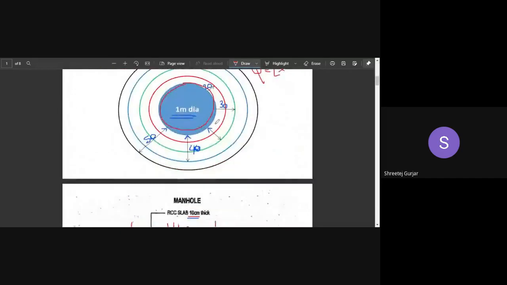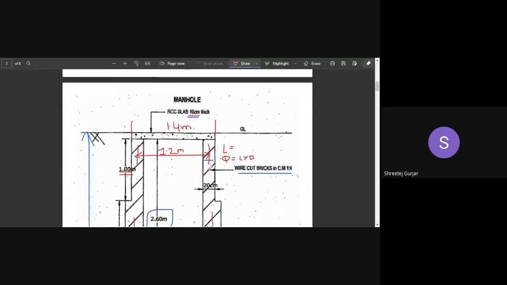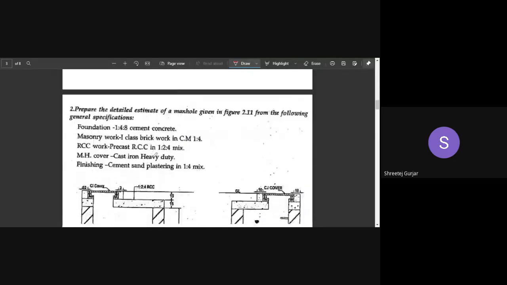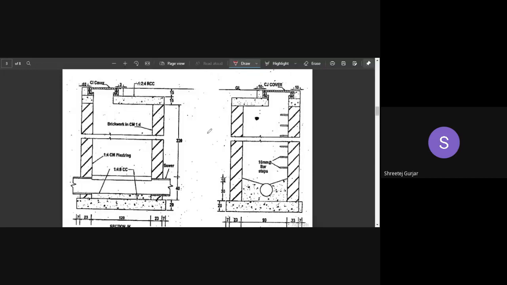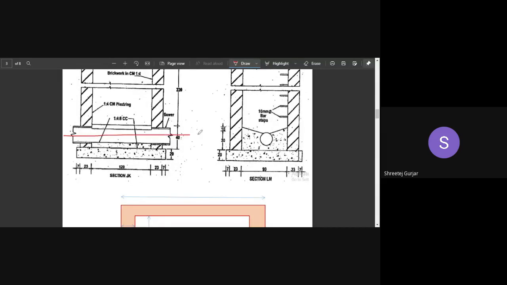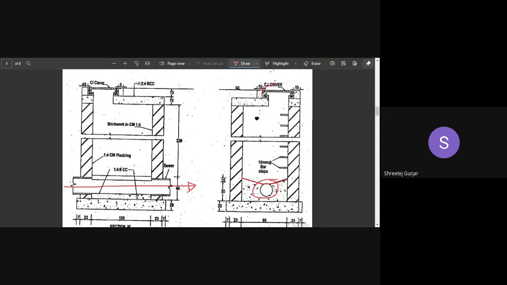Okay, moving on. So this was a circular one. So now we will look into how to calculate if we have a rectangular manhole. Okay, if we have a rectangular manhole of this kind. So here you can observe this is a rectangular manhole, wherein this is a drain pipe which is going. In this section you will observe a pipe, and in this section you will observe a circular one. So this is our pipe, and then this is our benching which is provided. And this is a rectangular one, and here you can observe this is your manhole cover.